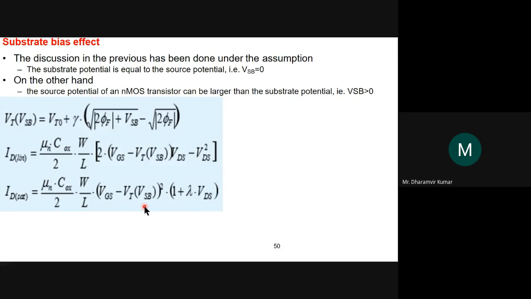decrease. Okay, so the effect of a voltage applied here is such that the current values are decreasing actually. So the linear current and the saturation current both are decreasing.